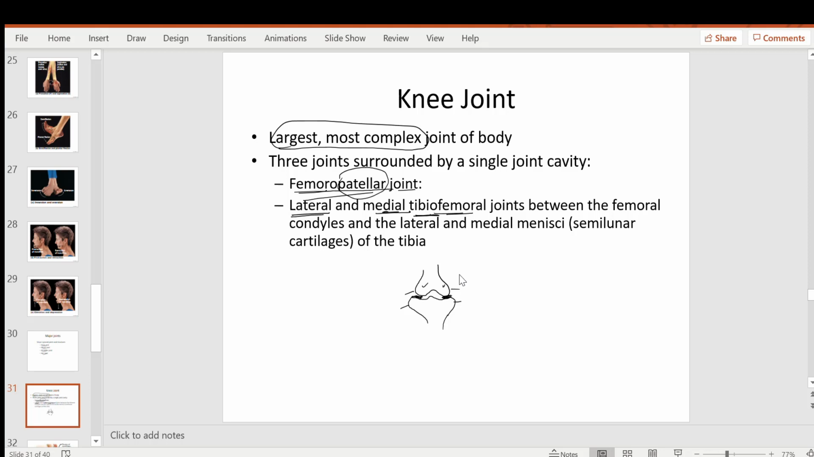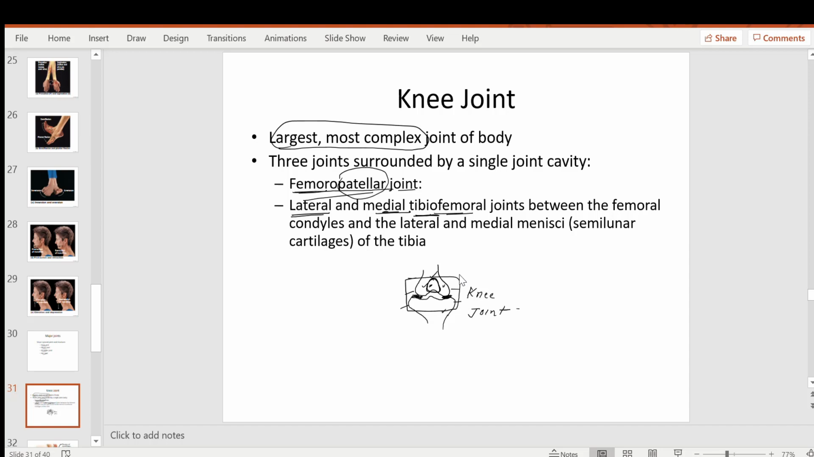Okay, so two tibiofemoral joints, easy, tibia and femur, and in front of your femur here you have the patella attached. So this is another joint, and that is femoropatellar joint, and all these three joints together is called the knee joint. So it is a complex and large joint.